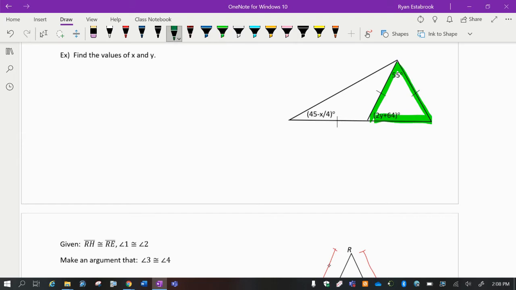And we have a couple of sides that are congruent, which means the opposite angles are congruent. So this is going to be 2y plus 64 degrees as well. 180 degrees in a triangle. If we take 180 minus 55, that means these two angles are going to split the remaining 125 degrees.